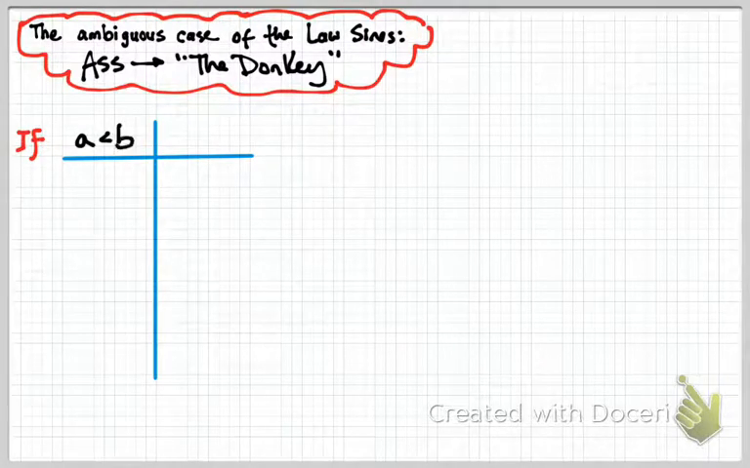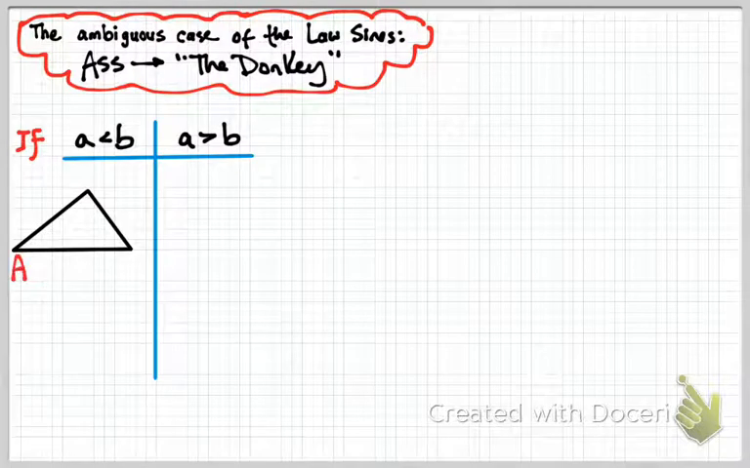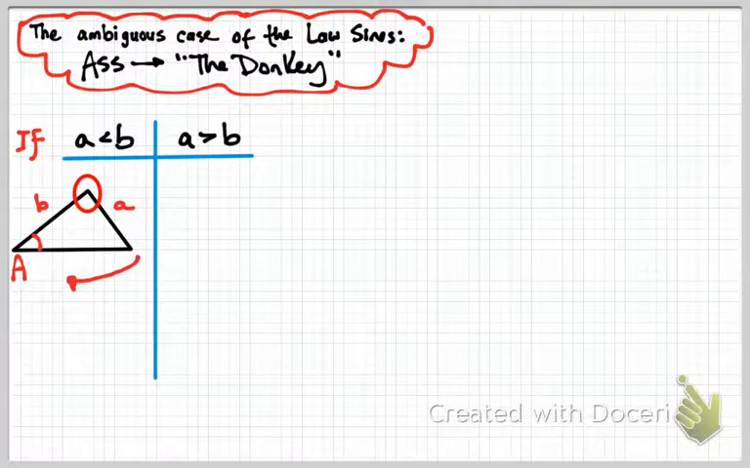So if A is less than B, and the other scenario is if A is greater than B. Alright, so say we have an angle side-side triangle that looks something like this. I'll give you some measurements. So this is angle A, side B, side A. And you know this angle is fixed. So you have your angle side-side. Now, you can rotate this angle right here. You can rotate it this way because it's not fixed at the moment.